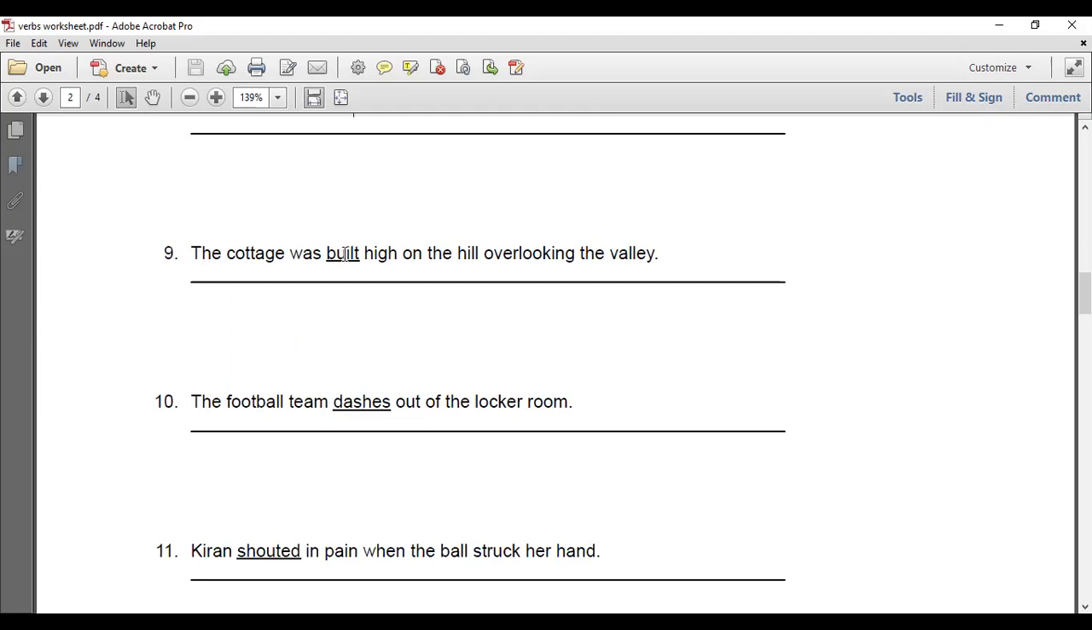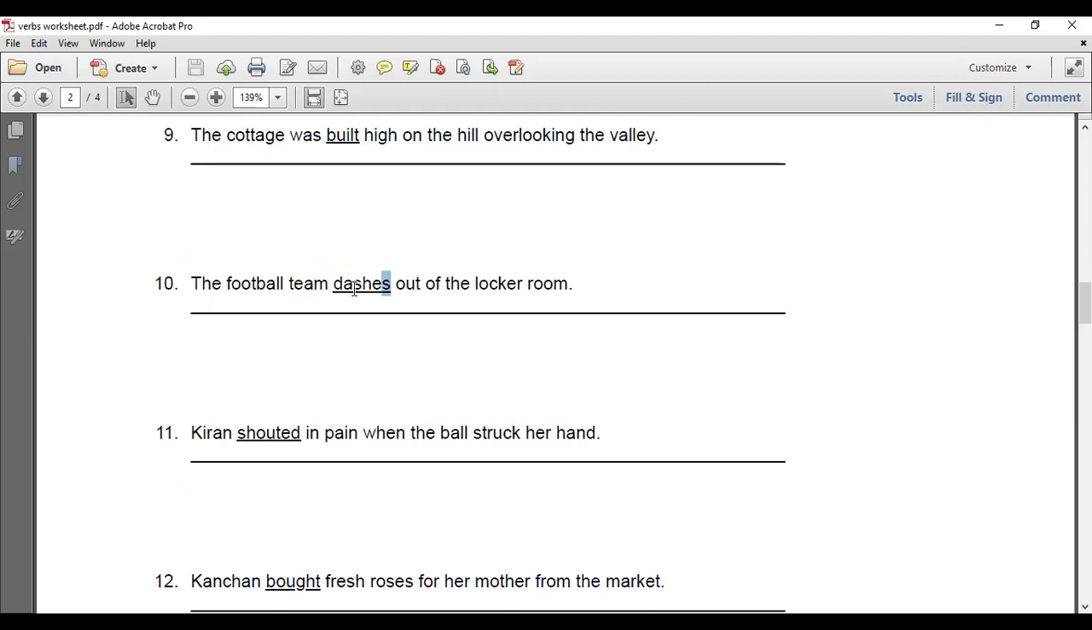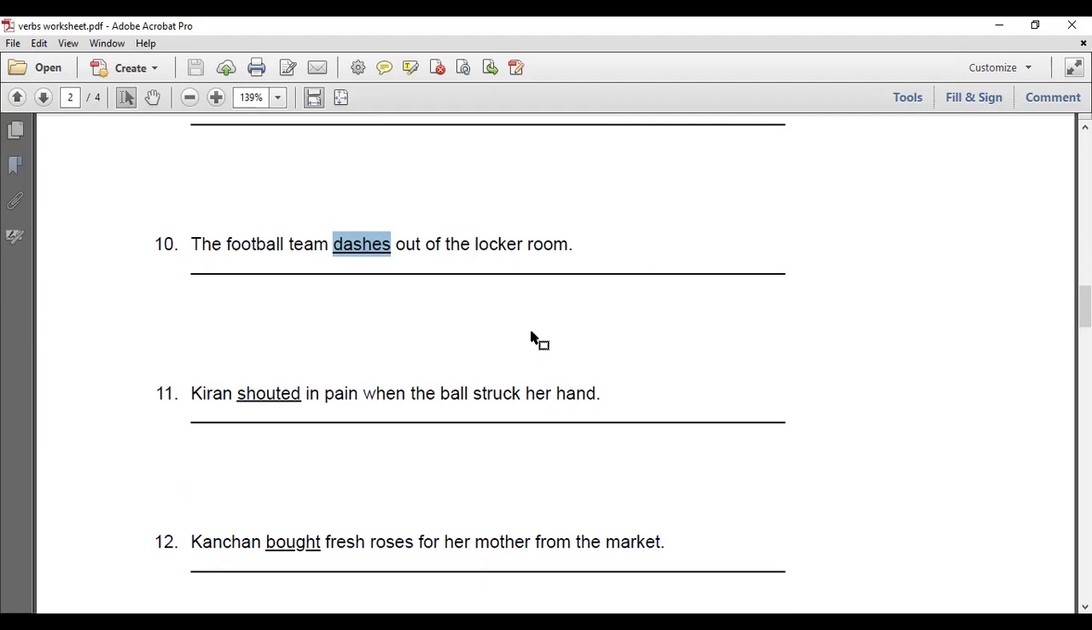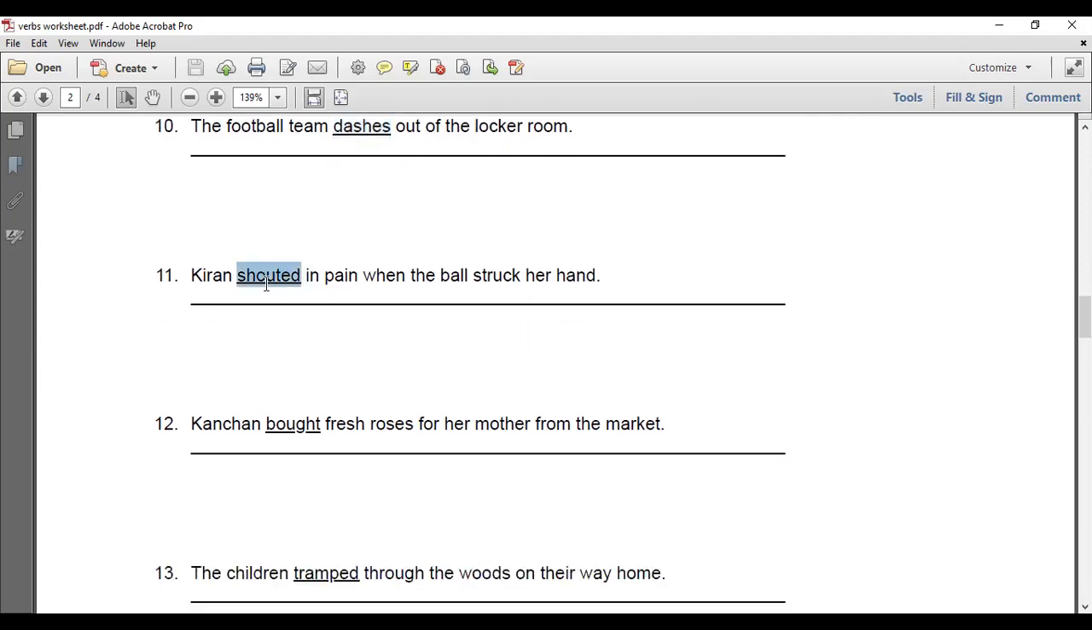The cottage was built high on the hill overlooking the valley. Another word for build. To build something is to. The football team dashes out of the locker room. Dashes. I want another word for dashes. Kiran shouted in pain when the ball struck her hand. Another word for shouted.